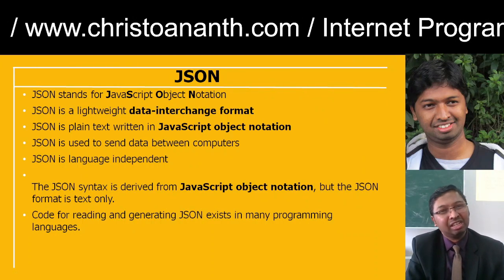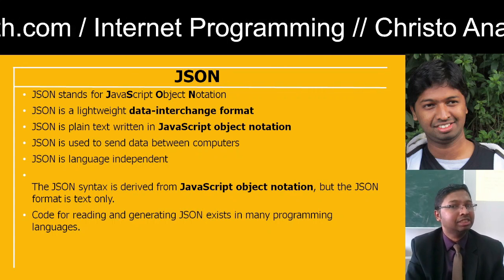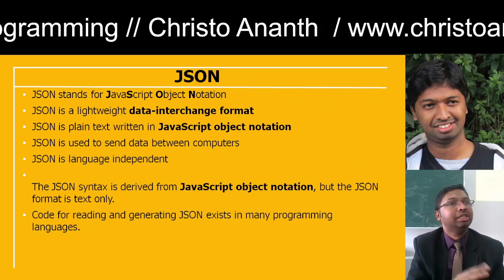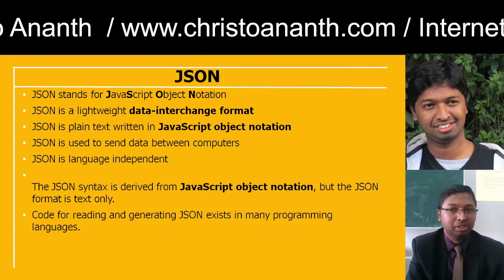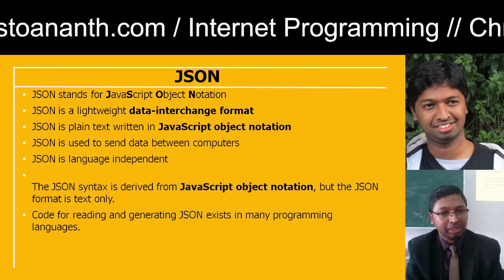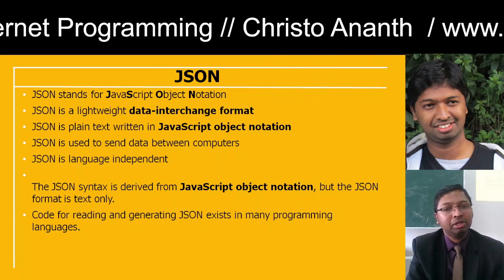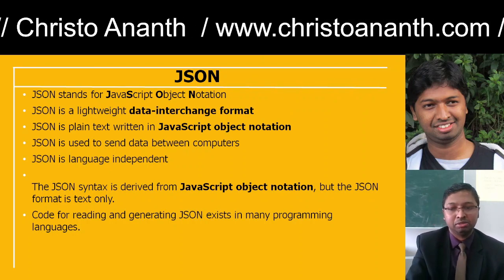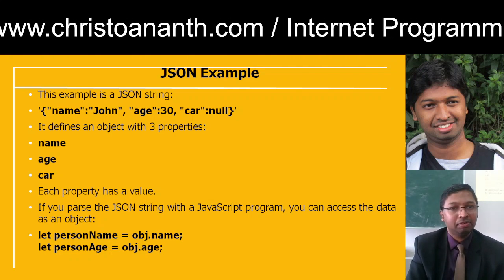It's a lightweight data interchange format that you will be using, and it's plain text that is written in JavaScript Object Notation. So you can send the data between computers as well, and of course it is language independent. Okay. So JSON, JavaScript Object Notation, is in the format of text only. You can have code for reading as well as generating JSON. Because it is language independent, you can use it in different languages.